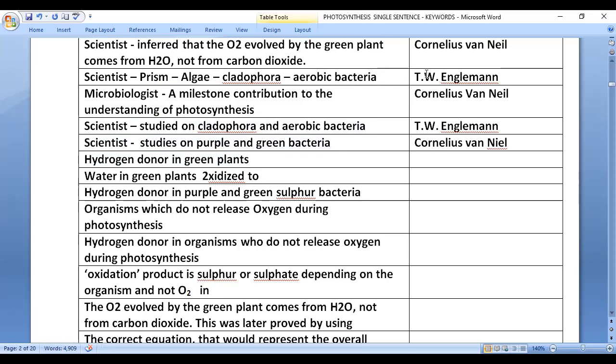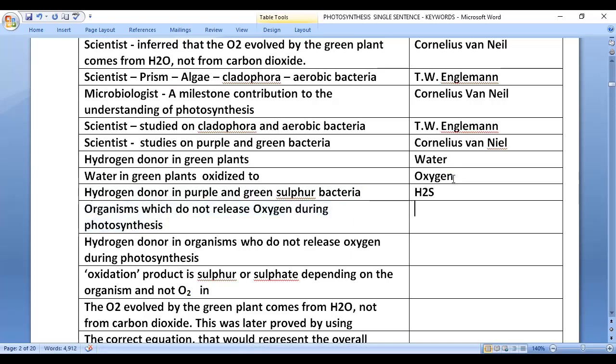What is the hydrogen donor in green plants? Water. Water in green plants is oxidized to oxygen. What is the hydrogen donor in purple and green sulfur bacteria? H2S.